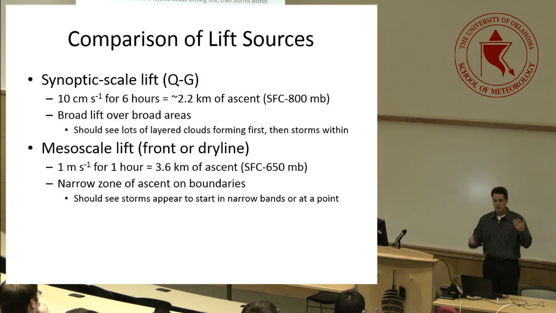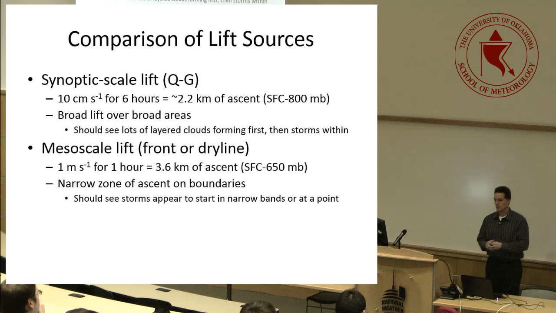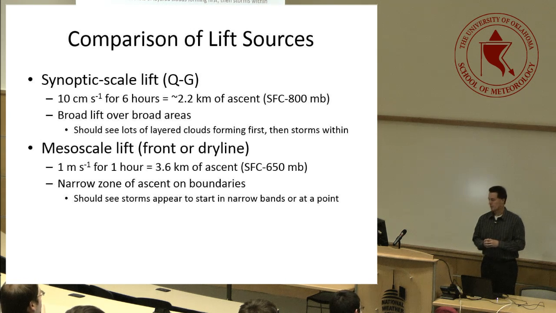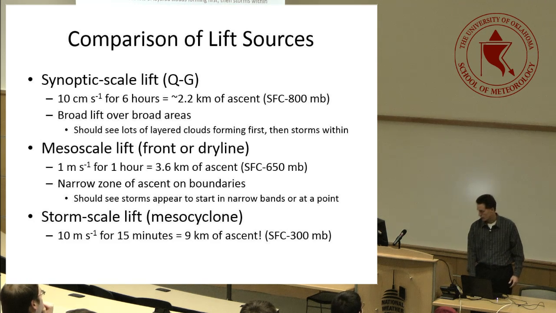Mesoscale, however, has much more concentrated zones of ascent. Now we're looking at updrafts on the order of maybe 1 meter per second. They're not acting over as big an area, but if you have a 1 meter per second updraft for 1 hour, you can displace a parcel almost 3.5 kilometers in the vertical. That's a lot deeper lift, almost twice as far as 6 hours of ascent with a QG type process. And if storms are initiating due to mesoscale ascent, you're going to see them form generally in points or in narrow bands, which scales with the size and area of the vertical motion.